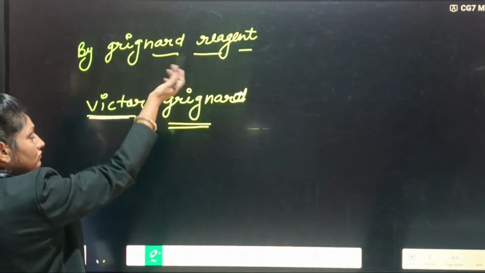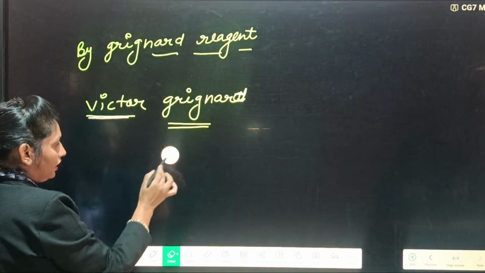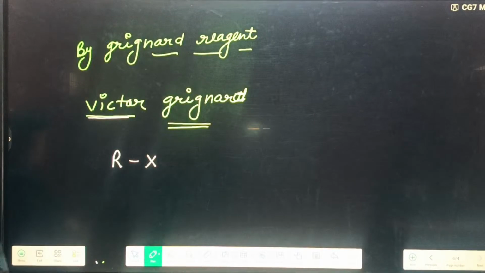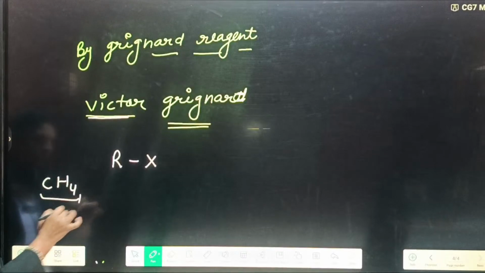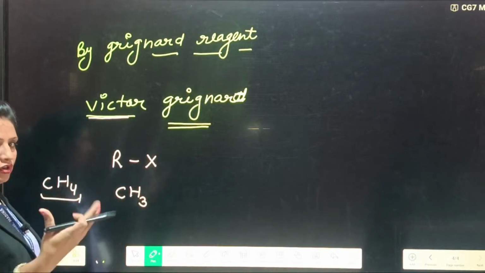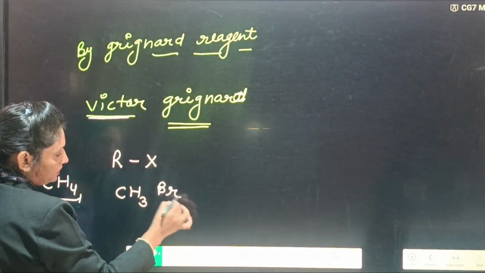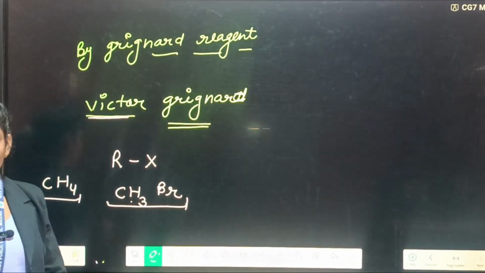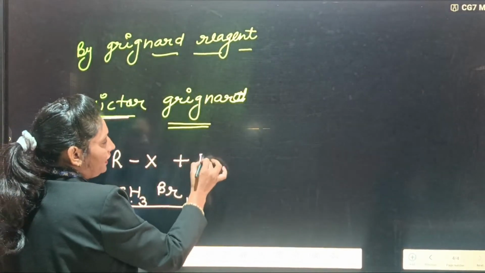Now, an alkyl halide is an alkane in which one hydrogen is replaced by any halogen. Like if I have methane, this one is an alkane. If one hydrogen is replaced by fluorine, chlorine, bromine, or iodine, like if I'm replacing one hydrogen by bromine, then this is methyl bromide.